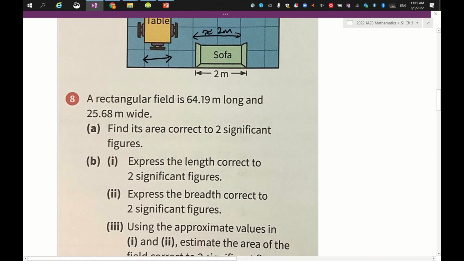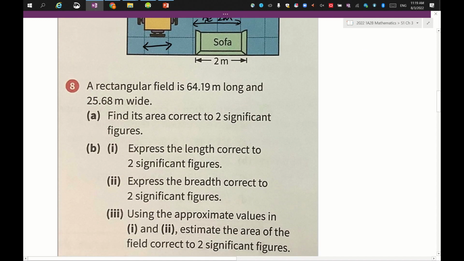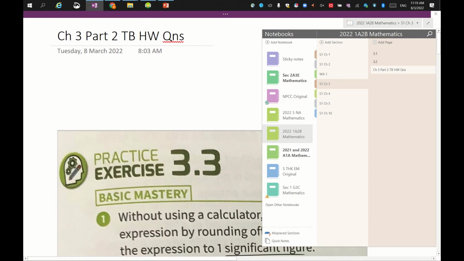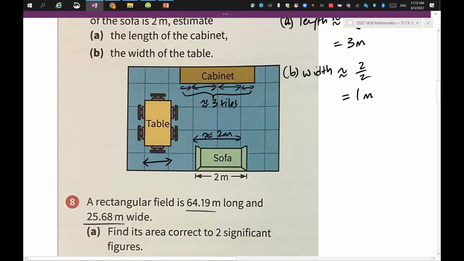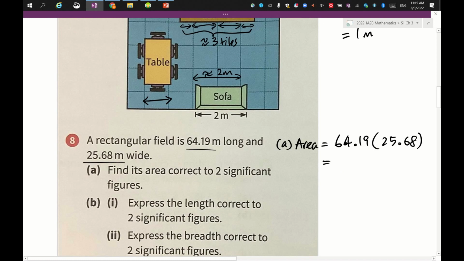The next one, rectangular field. Similar type to our notes question. 64.19 meter, 25.68 meter. Find area correct to 2SF. So in part A, we need the exact. Part A, area is 64.19 multiplied by 25.68, which is 1648.3992. This is the exact, okay?